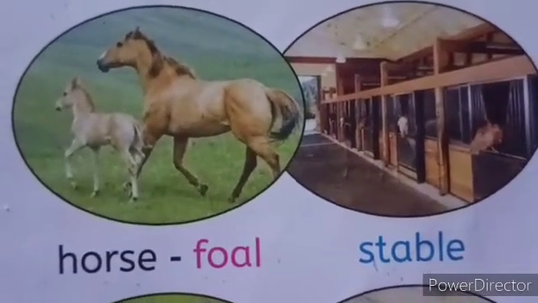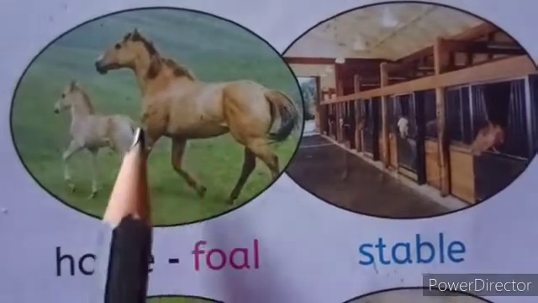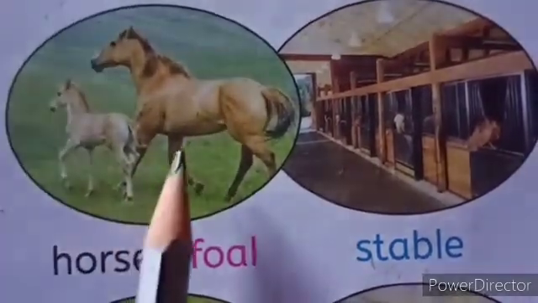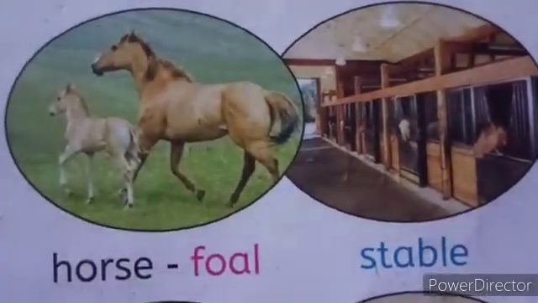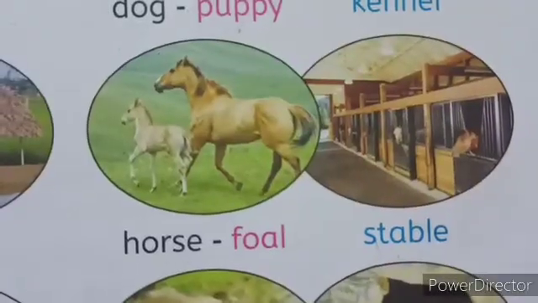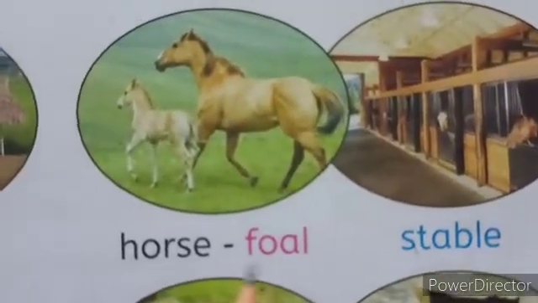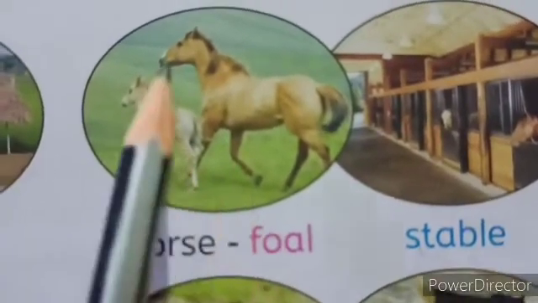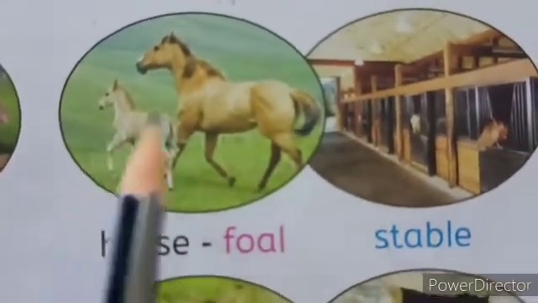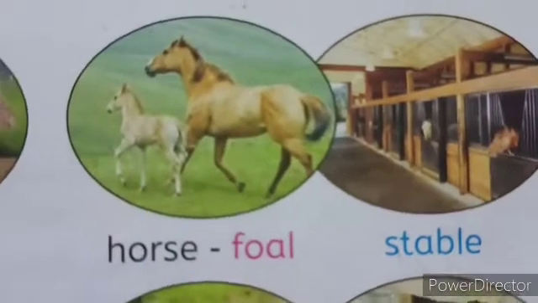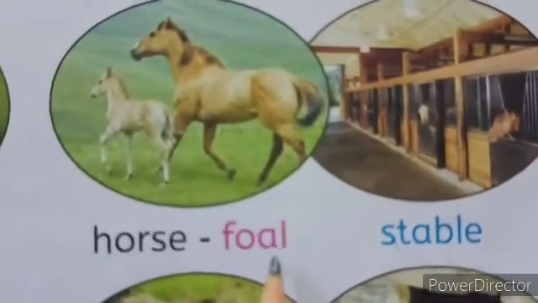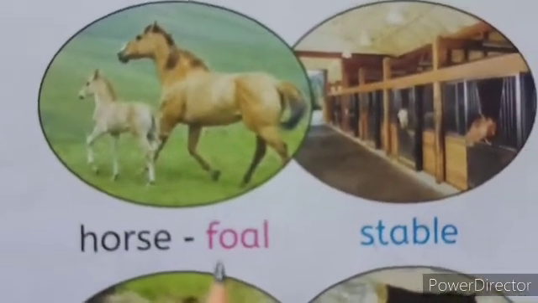What next, children? Horse. Foal is the name of the young one. Horse, foal. Foal, spelling F-O-A-L. Foal. Where do they live, children?